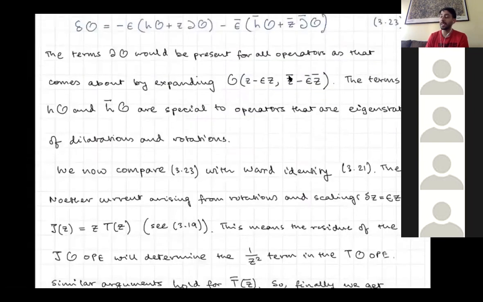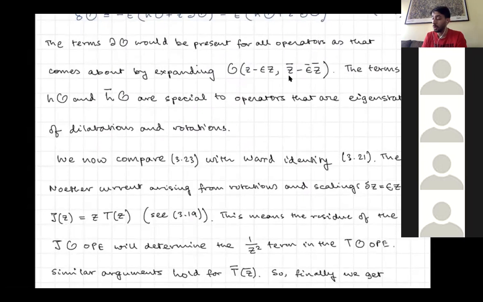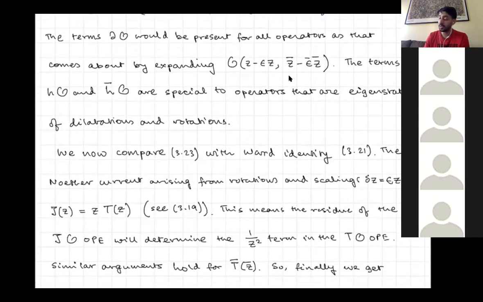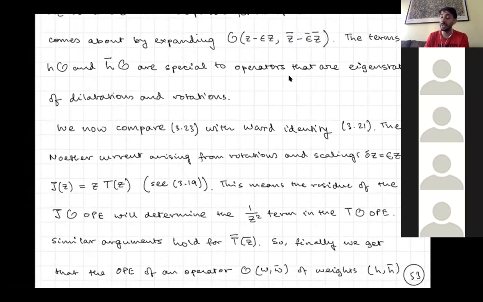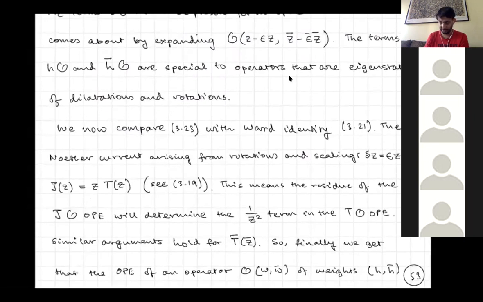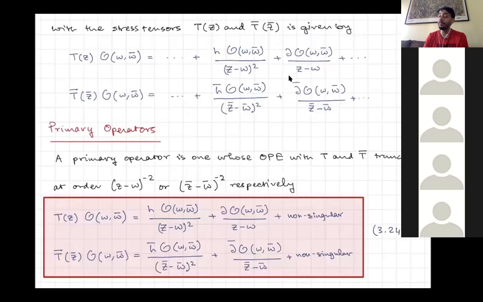So if you do this again by plugging it into the Ward identity, now what you can see is that Jz is now z into T of z, and if you just plug this into the Ward identity, the T takes a form like this. So what we have been able to do is determine the 1 over z squared piece, and we have also been able to determine the 1 over z piece, right?